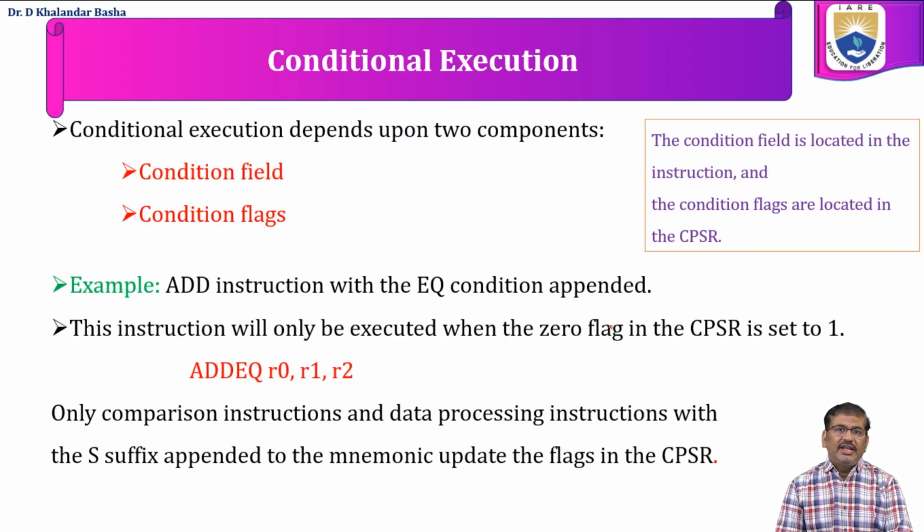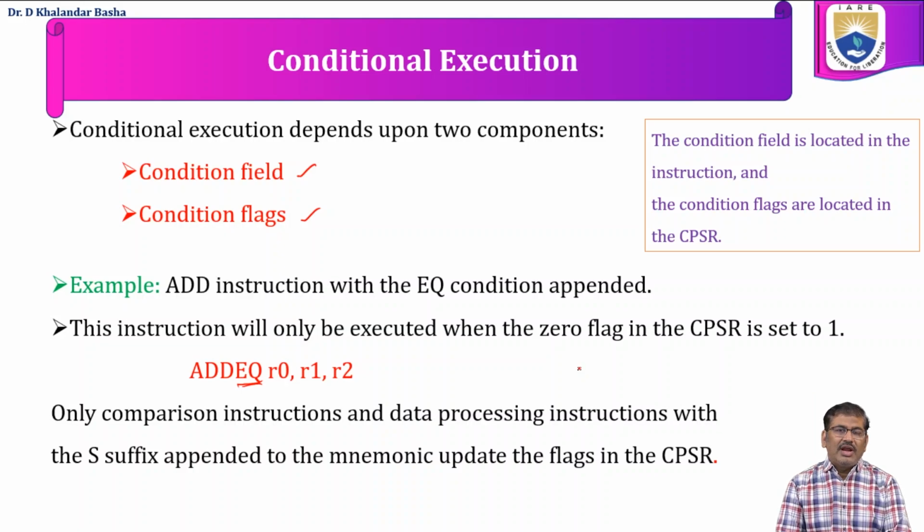Next we will see conditional execution. The conditional execution depends upon two components. One is the condition field, the second one is the condition flags. The condition field is located in the instruction, whereas the condition flags are located in the CPSR register. So let us consider an example: an ADD instruction with the EQ condition appended. This instruction will be executed only if the Z flag in the CPSR is set to 1.